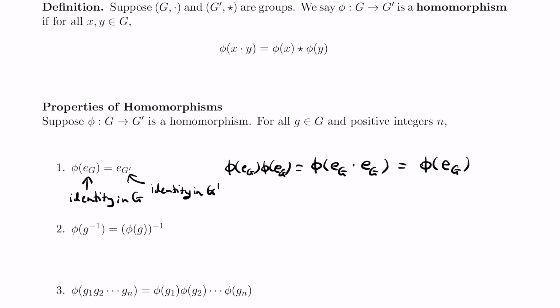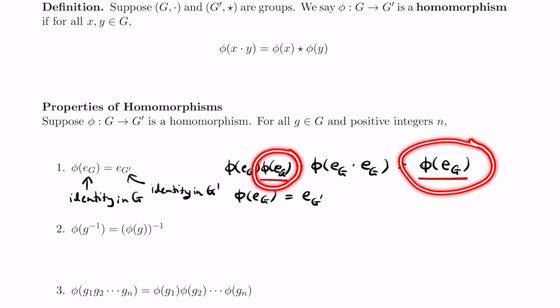Okay, so now this element here, phi of e_G, is an element in the group G prime. So it has an inverse. And so we can multiply by that inverse on the right to get phi of e_G equals the identity in G prime. Because when we multiply by phi of e_G inverse, it'll get rid of this on the right and it'll make the identity in the group we're dealing with, which is G prime here.